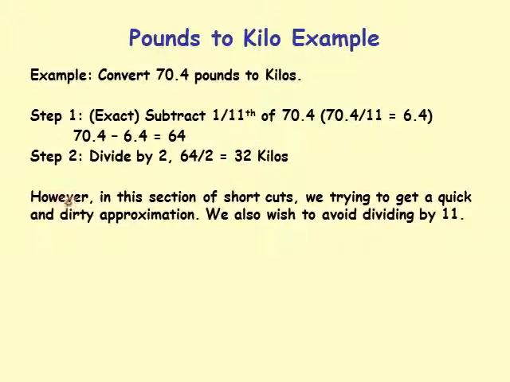Let's continue here. However, in this section of shortcuts, we are trying to get a quick and usually good approximation. We also wish to avoid dividing by 11. Division by 11 is not that bad, but we still want to avoid it. It's Vedic math, short and also shortcut. So with an approximation, we are trying to avoid dividing by 11.